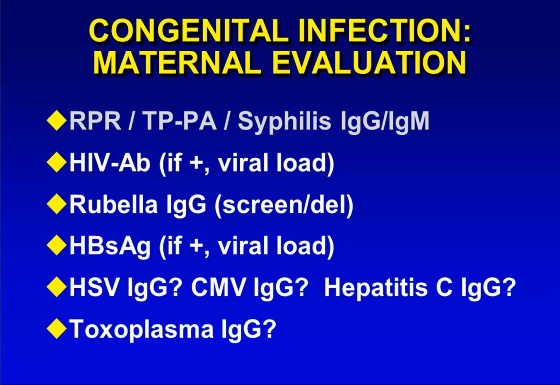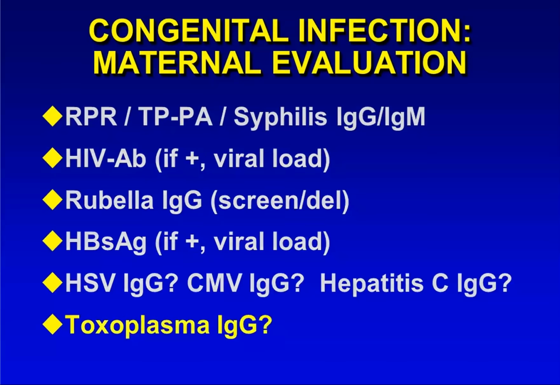Herpes IgG is not routinely done unless the mother gives a history of possibly having herpes in the past. And I mentioned the hepatitis C. CMV will be discussed more. I just wanted to mention a little bit about Toxoplasma IgG.